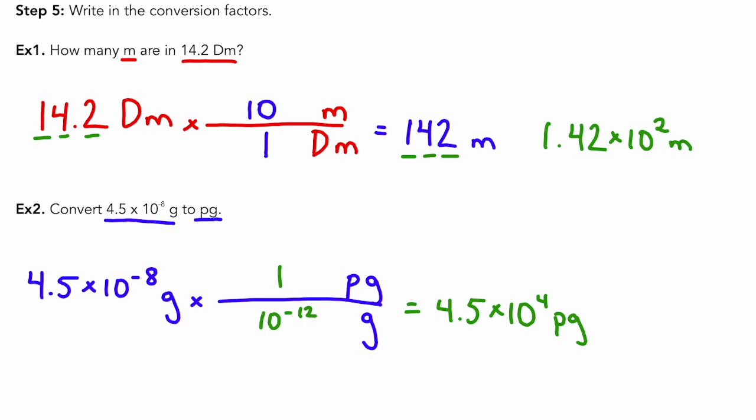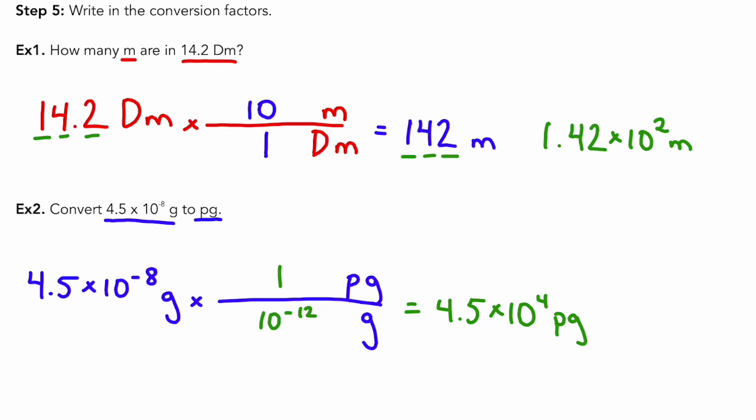Picogram is this much smaller unit. There are 10 to the negative 12 grams equals 1 picogram, or 10 to the 12 picograms equals 1 gram. So picogram is very, very small. So it makes sense that instead of being 10 to the negative 8th, now it's 10 to the 4th, right? There are way more picograms per gram.